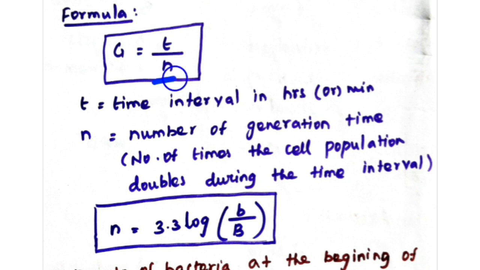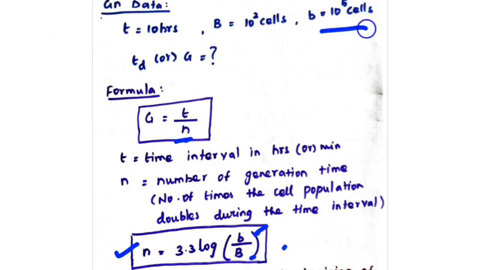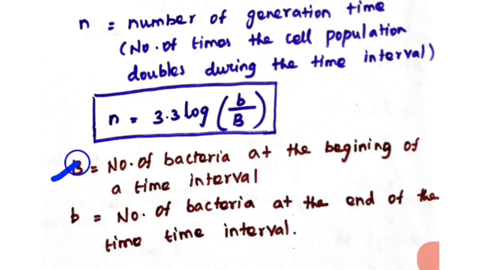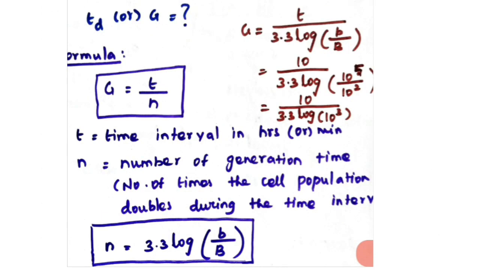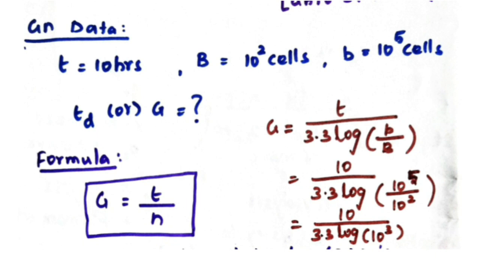This N can be calculated by using this equation, that is 3.3 log small b divided by capital B. Small b is given data, capital B is given data. So by substituting small b and capital B, you can find out N. As I already said, capital B is the number of bacteria at the beginning of a time interval and small b is the number of bacteria at the end of the time interval. So substitute this in the equation. You will get G is equal to T divided by N, where N is 3.3 into log of small b divided by capital B. So just substitute the given data.